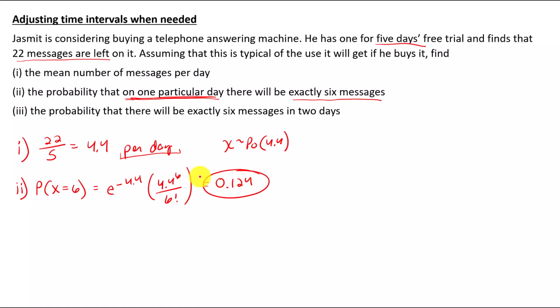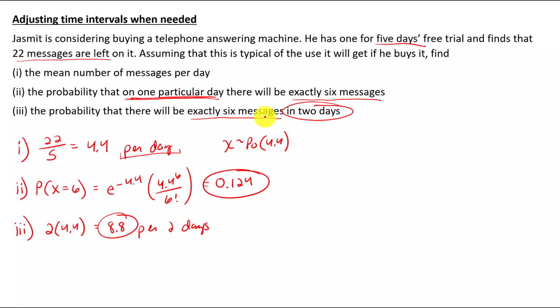Okay, but if you look at part 3, it says to find the probability that there will be exactly 6 messages in 2 days. Up here we had 4.4 per day, so that's in 1 day. So how do we get it for 2 days? We need to multiply 4.4 by 2, which is going to give us 8.8 per 2 days, okay? So this is what I'm going to be using if I'm trying to find the probability that there will be 6 messages in 2 days.